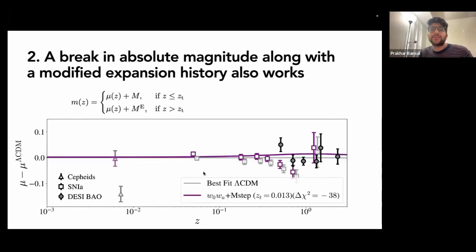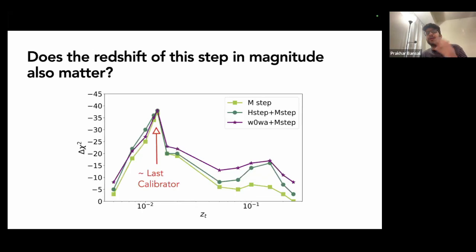Okay, and then here is one more model of a similar flavor. Instead of H step, we consider w0 wa plus M step, and we see a similar level of delta chi square here. Okay, and now, as I mentioned earlier, does the redshift of where this step happens also matter? And the short answer is yes.